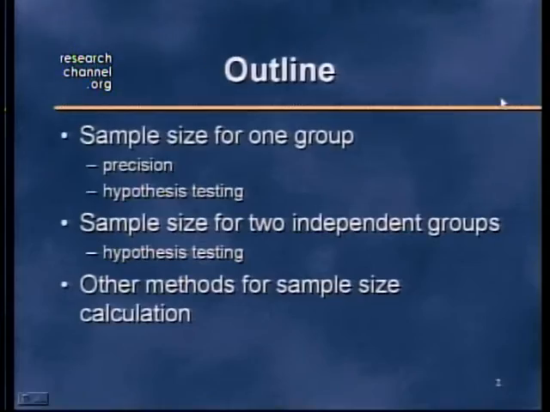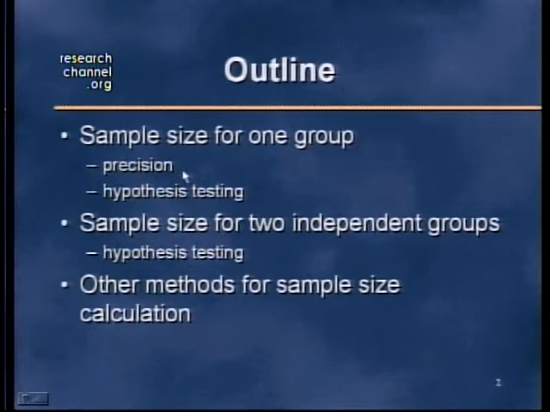So what I'd like to outline then is looking at sample size for one group. We looked at this a bit before. We've looked at how would we calculate sample size if all that we were interested in was the precision of the estimate. So we looked at this from the point of view of, suppose at the outset we indicated we'd like a fairly narrow confidence interval, so a fairly precise estimate. We looked at how we might calculate sample size. We're going to extend that into looking at sample sizes if we're interested in setting up a hypothesis test for one group. And then we'll also spend time on looking at sample size calculations for two independent groups.